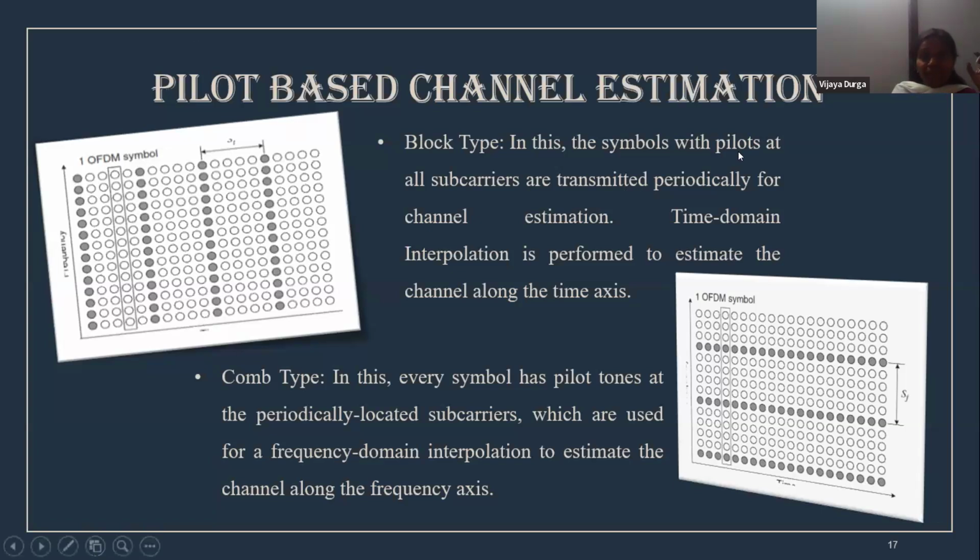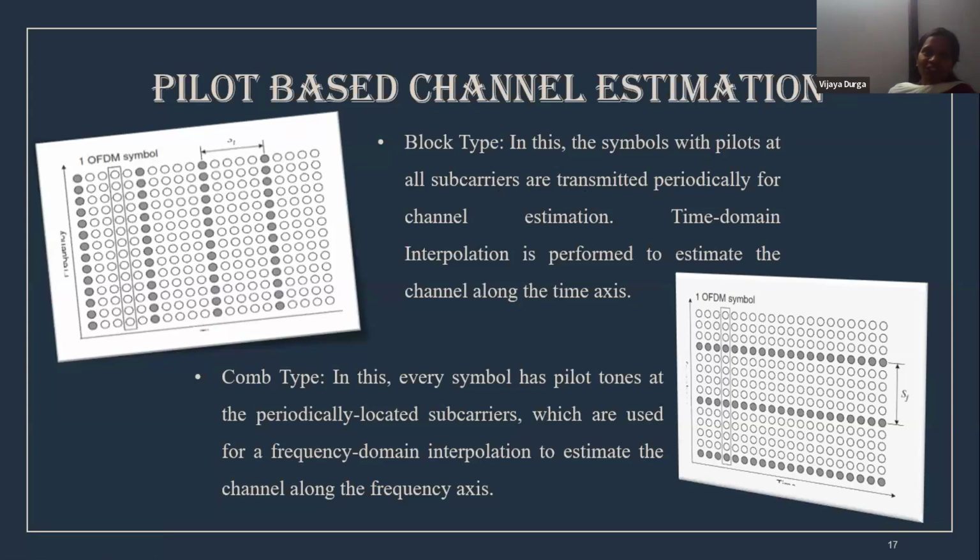In this, the symbols with pilots at all subcarriers are transmitted. That is the important point, where we need to put a pilot. Here, these dark symbols indicate the pilots. So in block type, the symbols have pilots at all subcarriers. That means one waveform symbol consists of all pilots, and after that there is a block of normal symbols. Then again one symbol consists of all pilots. So these pilots are transmitted periodically for channel estimation.